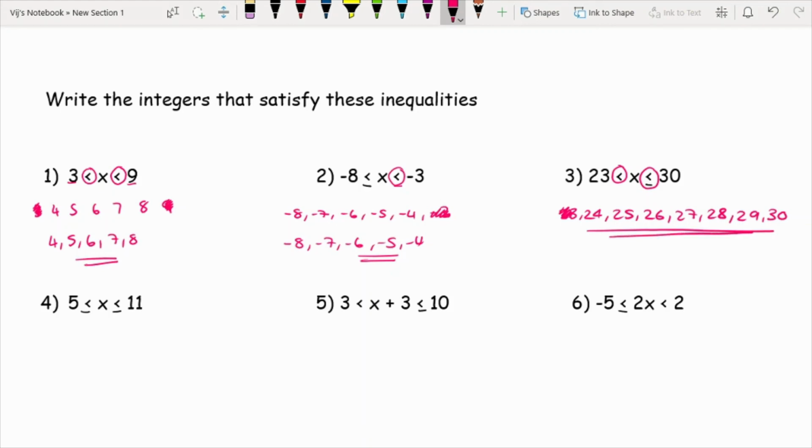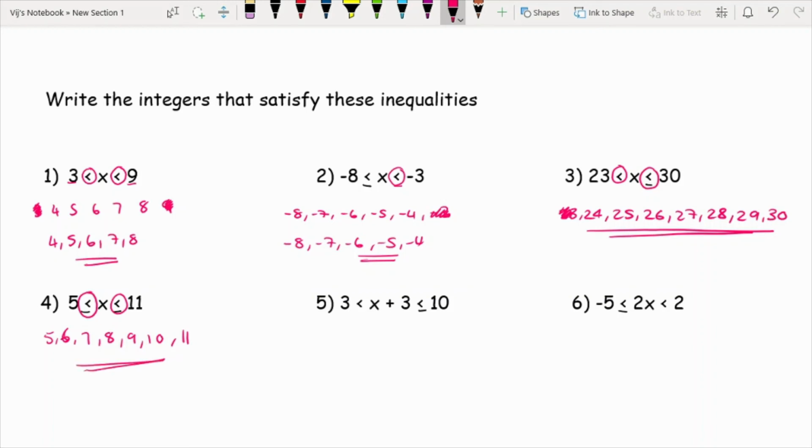And then finally for question 4, here we've got 5, 6, 7, 8, 9, 10 and 11. Now this inequality has got a line underneath it, so I keep the 5, and this inequality has got a line underneath it, so I keep the 11, so that there is my final answer.